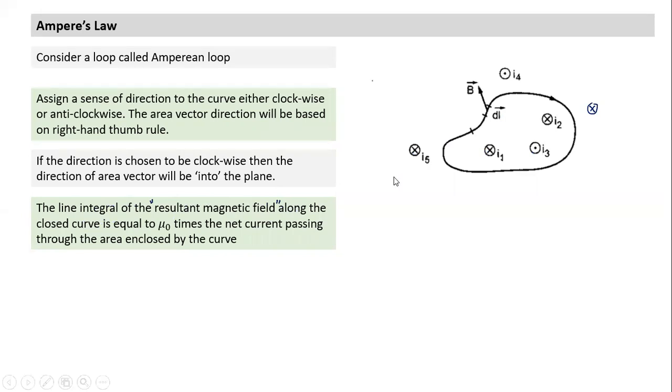So the line integral of the resultant magnetic field is taken along the closed curve. When we take a line integral, two vectors are involved: one is the B vector, another is the length vector. If I take clockwise and take a small element, what is the direction of the length vector? It will be like this. That's why the choice of sign is important. The line integral of the resultant magnetic field along a closed curve is equal to mu naught times the net current passing through the area enclosed by the curve.